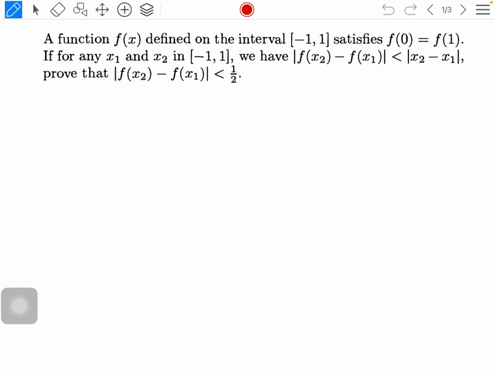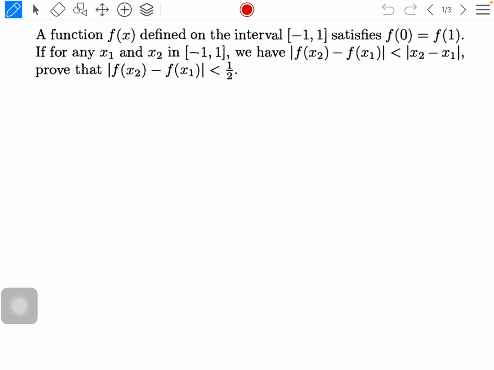Okay, this is actually the problem. You are given two conditions. One is f(0) equals f(1), and the second one is this. So in order to find the required bound, we may assume 0 less than or equal to x1 less than x2 less than or equal to 1.